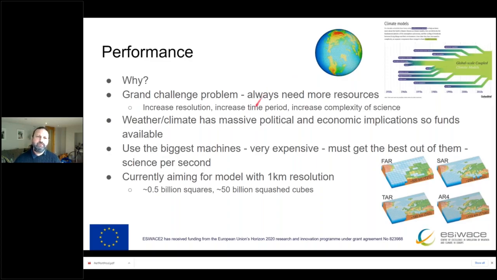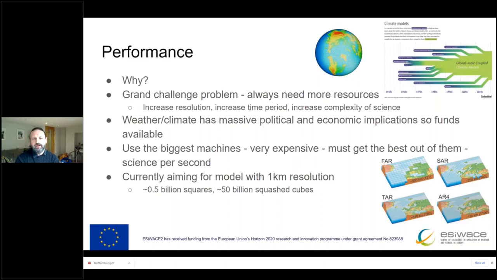And I think it's clear that weather and climate is very important politically and economically. And as a result, there are resources available to buy some of the largest machines that are around. So they use the biggest machines. These machines are very expensive. And of course, we want to do as much science as possible, and we want to get the best out of them. And really, the best out of them is not megaflops. Of course, megaflops is really good, but the important thing is the science per second. How much science are you doing per second on these big machines?